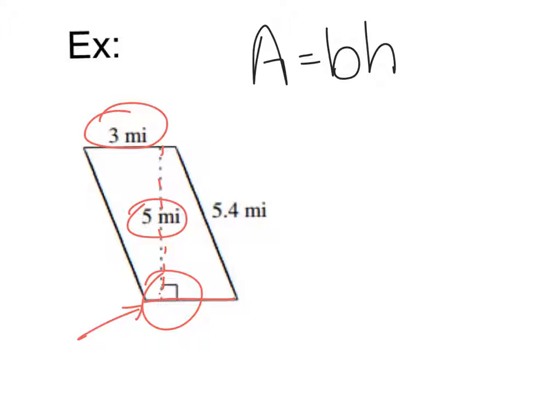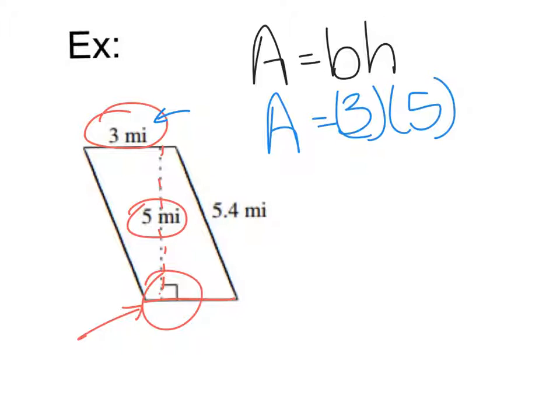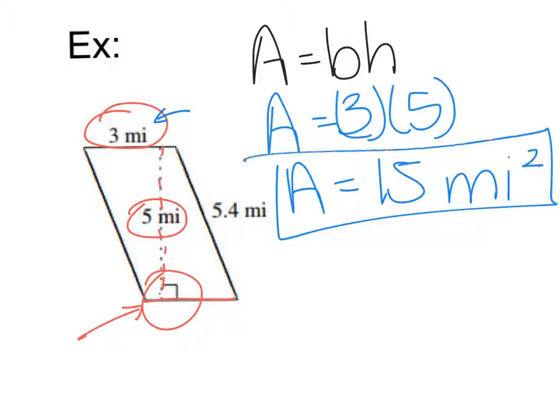And also just while we're on the subject, anytime you have a dotted part of the shape, that's not actually part of the shape. So this height of 5 isn't actually part of the parallelogram. So taking a look at our formula, we're going to take out the base and put in our 3. And we're going to take out the height and put in our 5. And so we get our area of our parallelogram is 15 square miles. And that would be our answer.